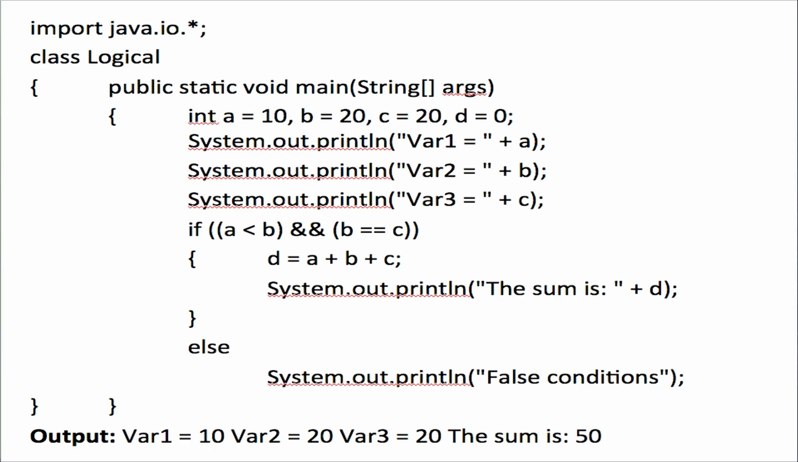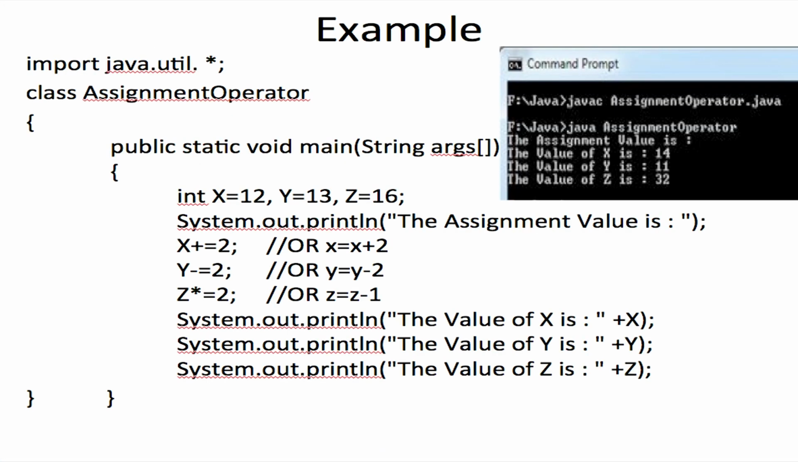Sometimes in Java we use the assignment operator. You can see an example of this assignment operator here. The program starts with import java.util, and then we have the AssignmentOperator class, and inside it we have public static void main(String args). Then you can see integer x equals 12, y equals 13, z equals 6. So we have assigned three values, 12, 13 and 6, to x, y, z. System.out.println is the output statement, and here it will display the value of the assignment.